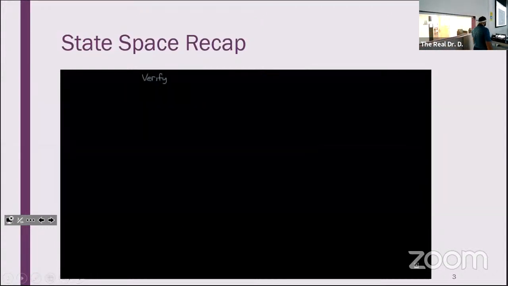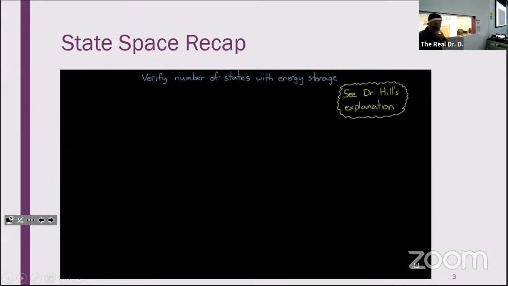Now, a way you can verify that you have the right number of states needed to describe a system is to count the energy storage devices that your system has. Now, I'm not going to go into too much detail here because I think Dr. Rick Hill has done a great job of explaining it in his YouTube video that I've linked in the description below. But the general idea is this.